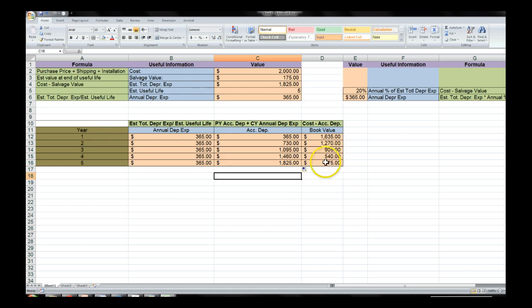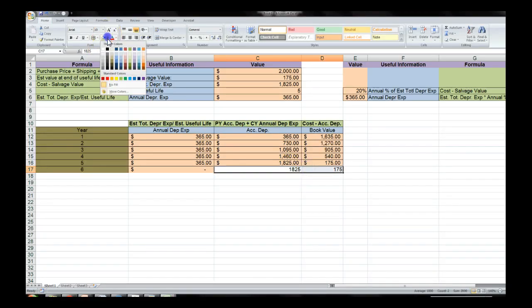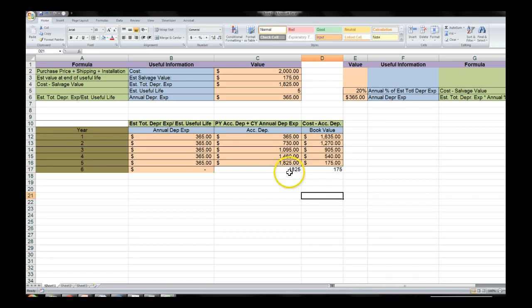If you take a look here, our book value right now is equal to our estimated salvage value. Which I suppose this should say estimated salvage value if I want it to be super correct. Okay, so our book value is equal to our estimated salvage value. So if we have a year 6 for whatever reason, we have 0 annual depreciation expense, and we still have $1,825 in accumulated depreciation. Hold on, let me put this in real quick. That didn't work out very well, did it? A book value of $175.